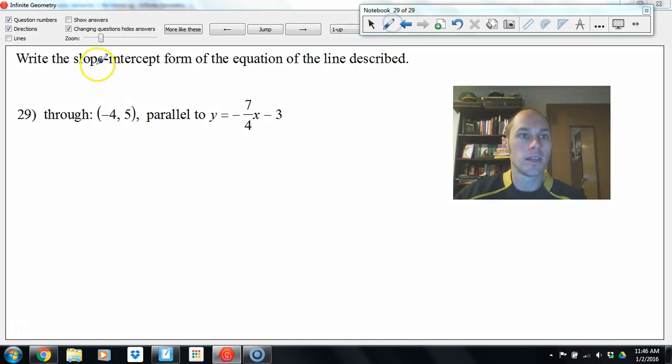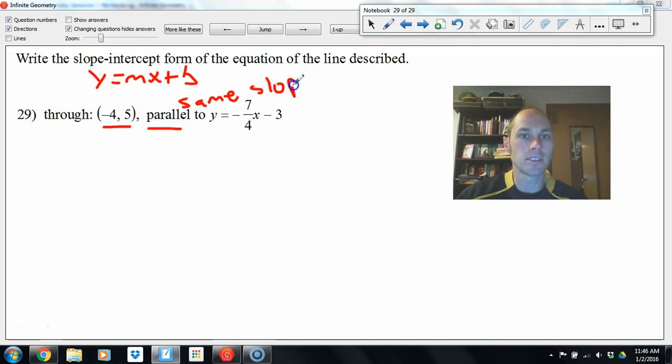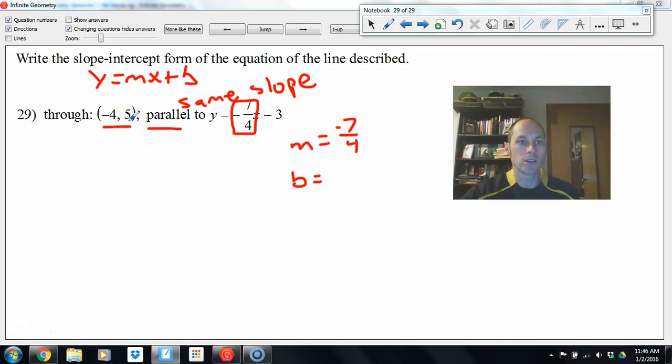Slope-intercept form, you remember, is y equals mx plus b. If it goes through a point and it's parallel, parallel means it has the same slope. The slope here is negative 7/4, so I know the slope of my line will be negative 7/4. I just have to find the b, the intercept, and I don't know that right now. All I know is it goes through negative 4, 5. So I can start off with my equation, y equals negative 7/4 x plus b.